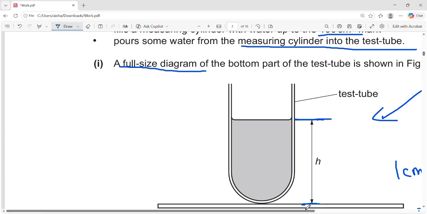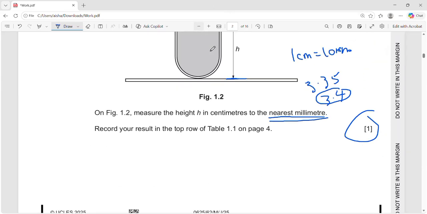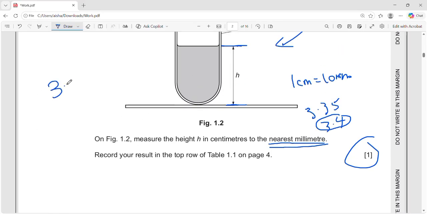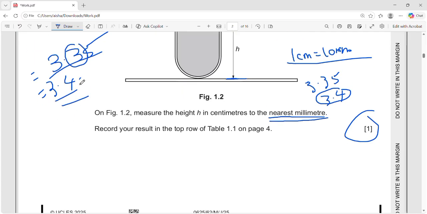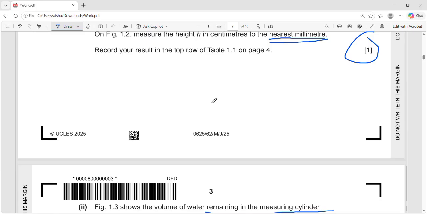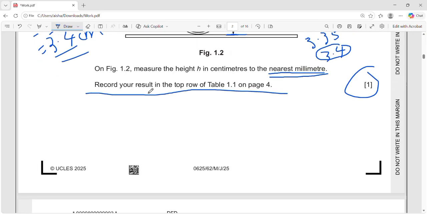Now you may be like, okay, why are they asking in the nearest millimeter? That may be because you may get the answer 3.35. When you get 3.35 and round this to the nearest millimeter, it will be 3.4, because 1 centimeter is 10 millimeters. So if you look at this position, which is basically 1 centimeter is 0.1 millimeter, and it will be over here, so it will be 3.4. So this will be 3.4 centimeter. Okay, and then you have to record your result in the top row of table 1.1 on page 4, which is over here. So 3.4.